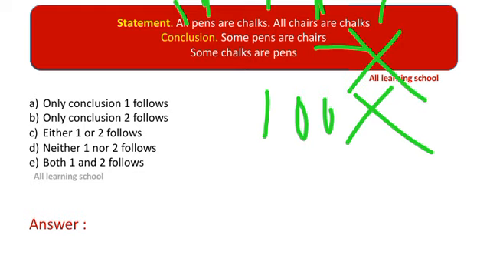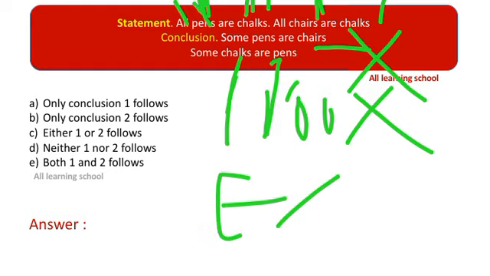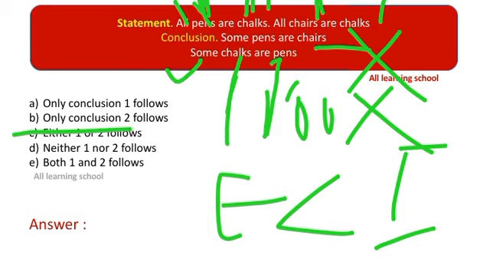Now look at second conclusion. Some chalks are pens. Chalks are present in first statement, pens are also present in first statement. These two words are present in first statement, so it could be correct. Now expense of chalk is 50, income of chalk is 50. It is correct. Expense of pen is 50, income of pen is 100. So it is also correct. Expense is less than income in this case. So second conclusion is correct. Beta will be the correct option. Only conclusion 2 will be followed. First conclusion is wrong in this case.